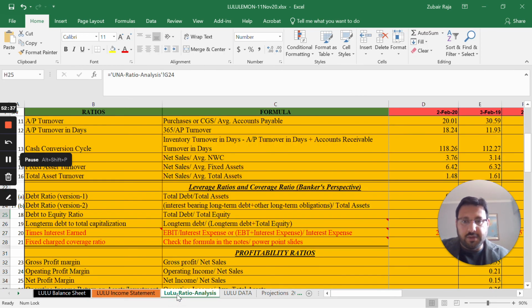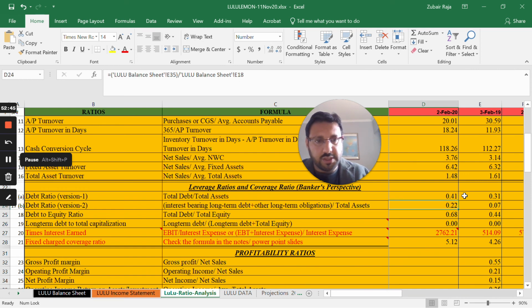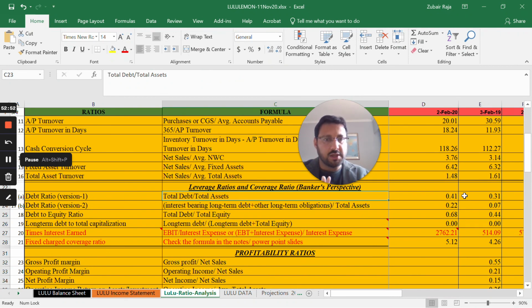So these are my ratio analysis for the Lululemon. Over here, whatever I was showing you, I did the debt ratio version 1, debt ratio version 2. Over here, I used the total debt, so both the sum of the current liabilities plus the sum of the long-term liabilities, divided by the total assets.